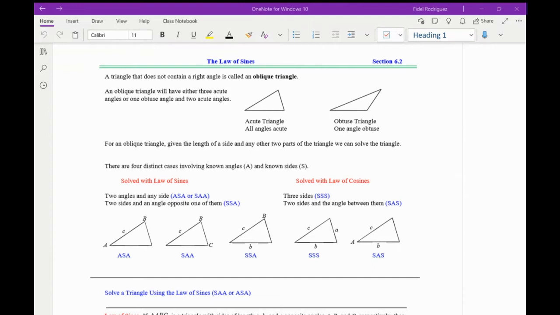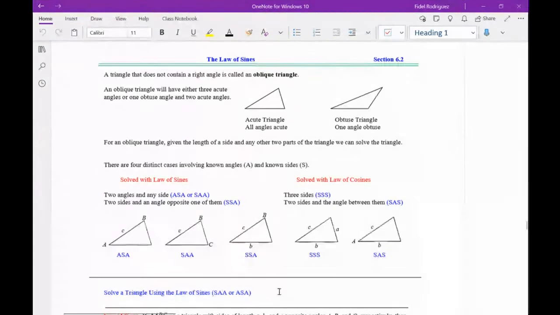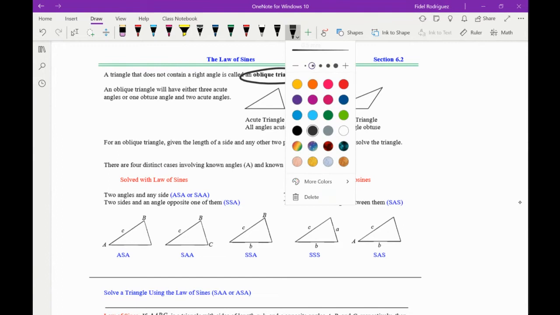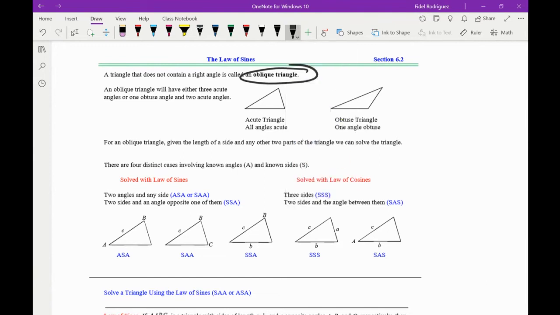Okay, so I am recording and we'll go ahead and get started. So 6.2 is the law of sines. And so we're going to be talking about the law of sines because what we're going to be doing here in 6.2 is talking about oblique triangles. Okay, so oblique triangles are, it's not a right triangle.